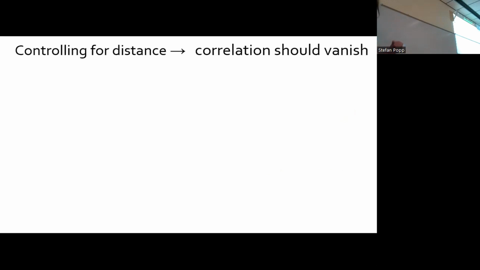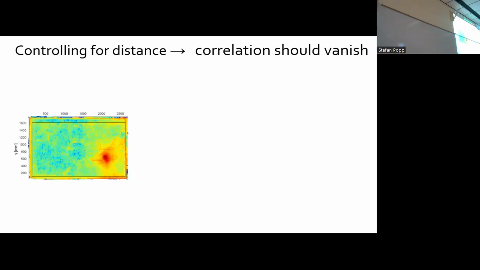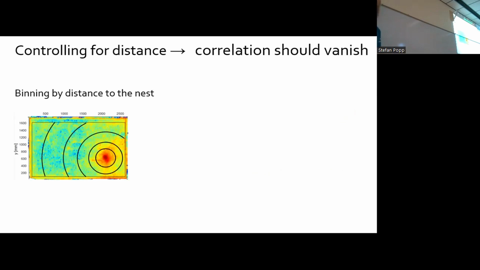So that means that if we control for this effect of the distance to the nest, then this correlation should either vanish, lessen, or even flip. To test for that, just to be sure, we binned the data by the distance to the nest, and then we ran the same analysis of the correlation between, as seen on the y-axis here, the straightness and the number of footprints.